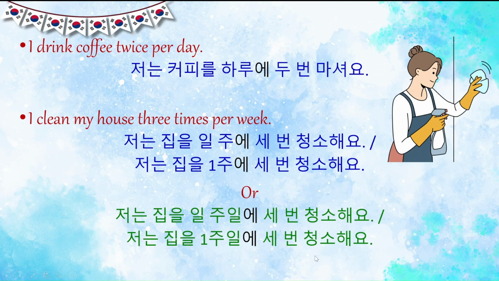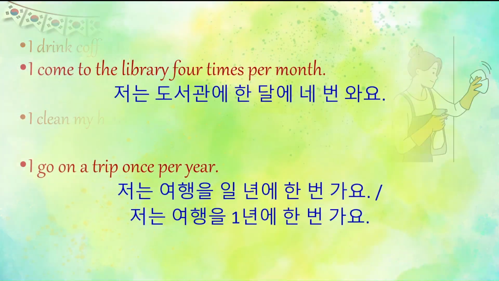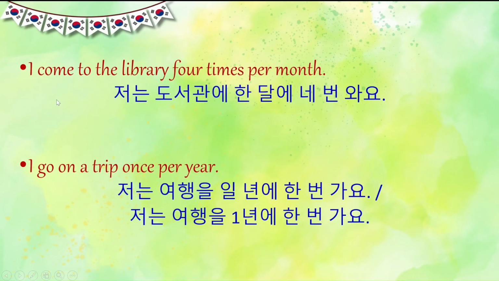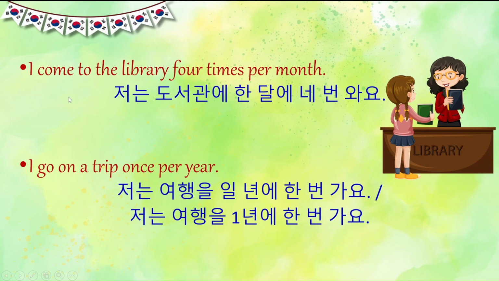So, once you get the complete format for using such phrases in Korean sentences, it will become super easy for you to frame a sentence. Next comes a couple of examples. I come to the library 4 times per month. 저는 도서관에 한 달에 4번 와요. I is 저는, library 도서관. To come 오다, present tense 와요.